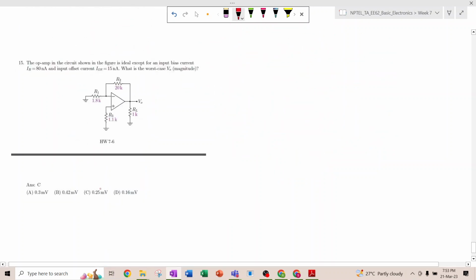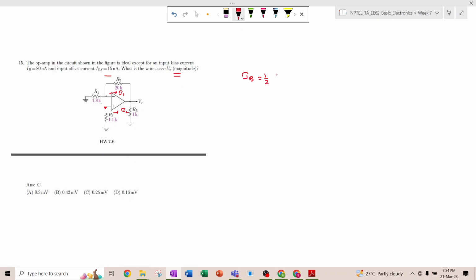Okay, it is the last problem. The op amp in the circuit shown in the figure is ideal except an input bias current IB and IOS, the same thing. What is the worst case V naught? It is the same as the previous problem, but the extra thing is that here also there is one resistor attached over here. So suppose here it is I1 and here it is I2.